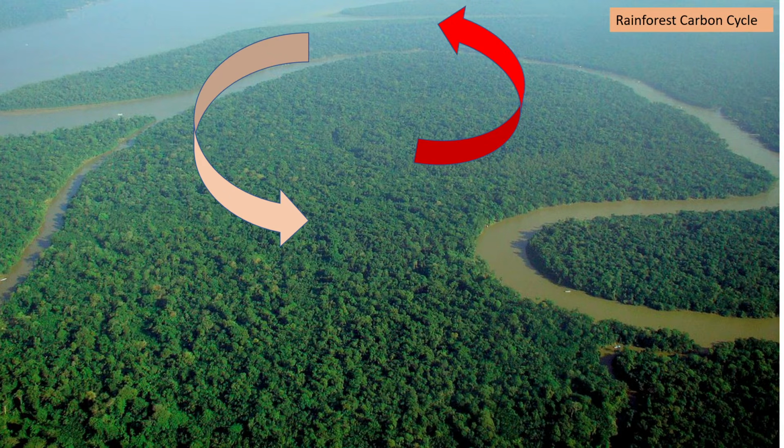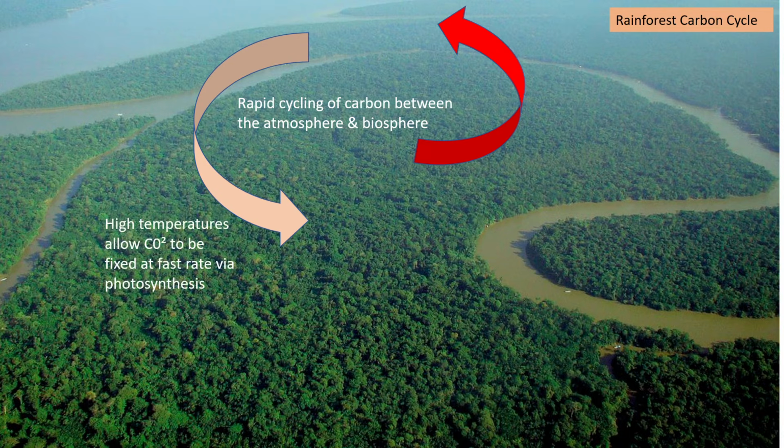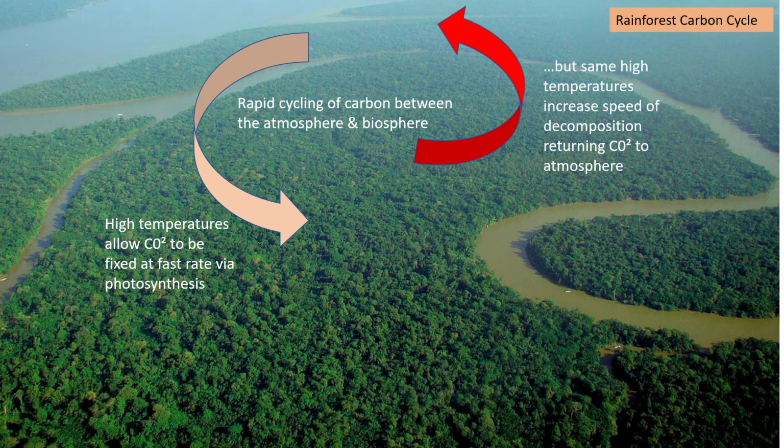I've talked about rapid cycling before in terms of water, and there's a similar process in terms of the carbon cycle. We have movement of carbon, flow of carbon between the atmosphere and biosphere, and that's because we've got such high temperatures. It allows the process of fixing the CO2 through photosynthesis to happen at a really fast rate. We need high temperatures for photosynthesis to happen quickly. But also, because I've got those high temperatures, that means decomposition, bacteria and fungi are going to be very active, which means they're going to release lots of CO2 to the atmosphere. So we're seeing rapid inflows and rapid outflows happening between the atmosphere and the biosphere.